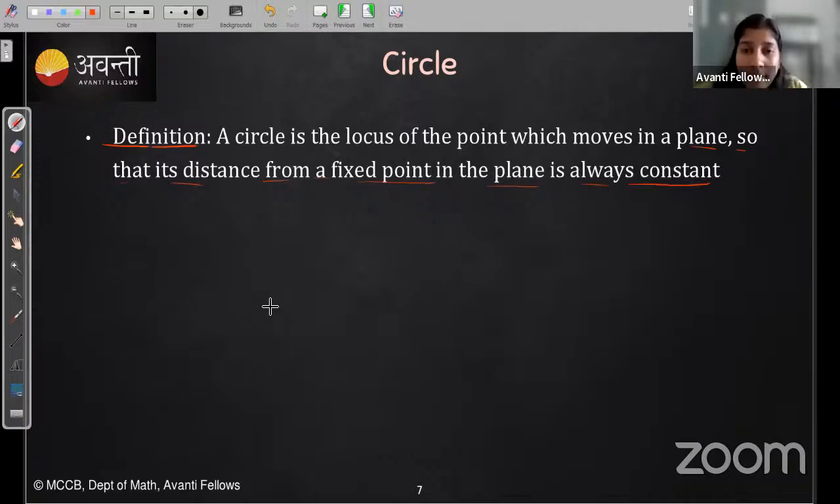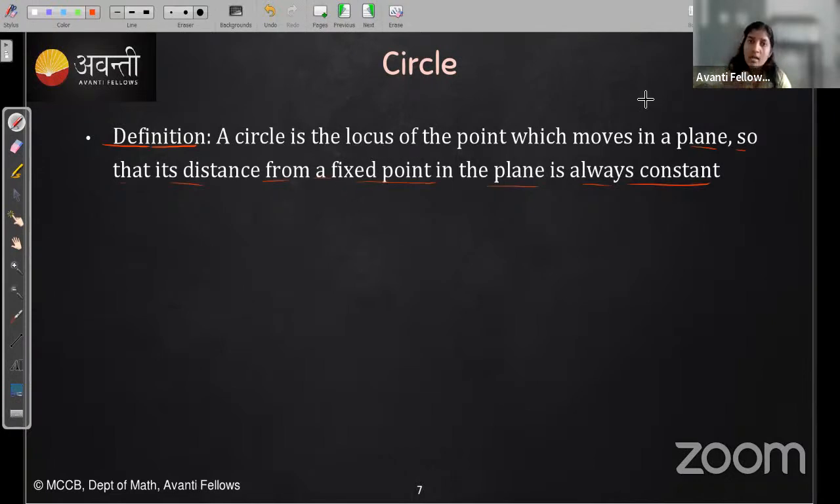Well, you are coming across the word locus here. We have already learned what a locus is in the previous chapter, that is straight lines, isn't it? You already learned it, correct? Tell me, what is the locus? Locus is nothing but a group of points which satisfy a certain condition. That we call a locus. So what is a circle? It's a locus of a point, that is, a group of points which satisfy a certain condition.